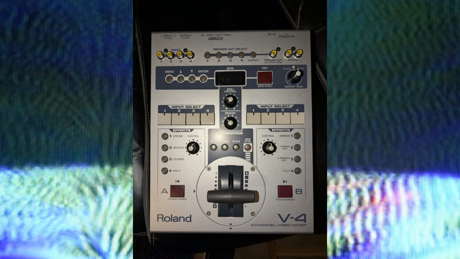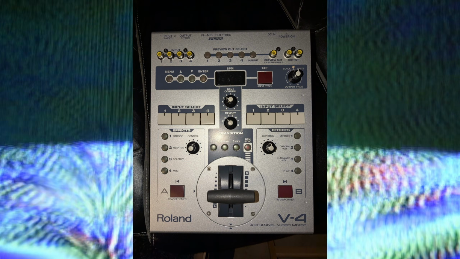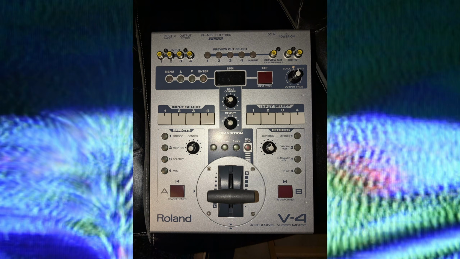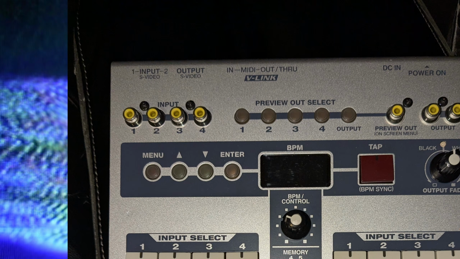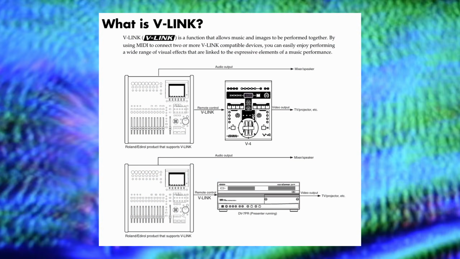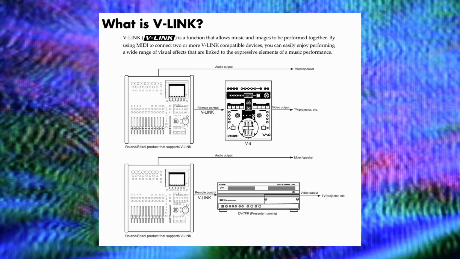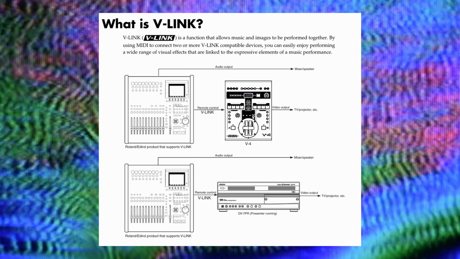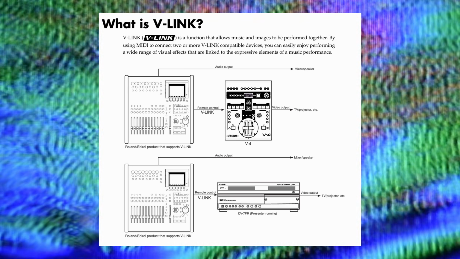These things can transition, mix, and add effects to two different video inputs at the same time. It accepts 4 inputs, but only 2 of them can be used in the output at any given time. They support Roland V-Link, not that I'm going to be using that because I don't have any other equipment compatible with that, but that is a thing that this can use.